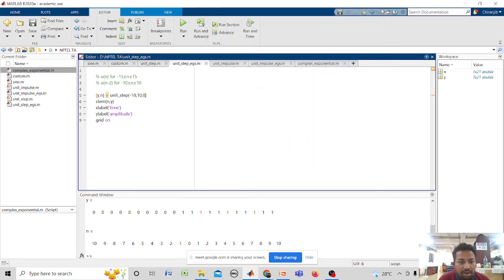Okay. Now for instance, you don't want to plot discrete values. So what you do, just replace the command stem with plot. Okay, and then let's run the code.